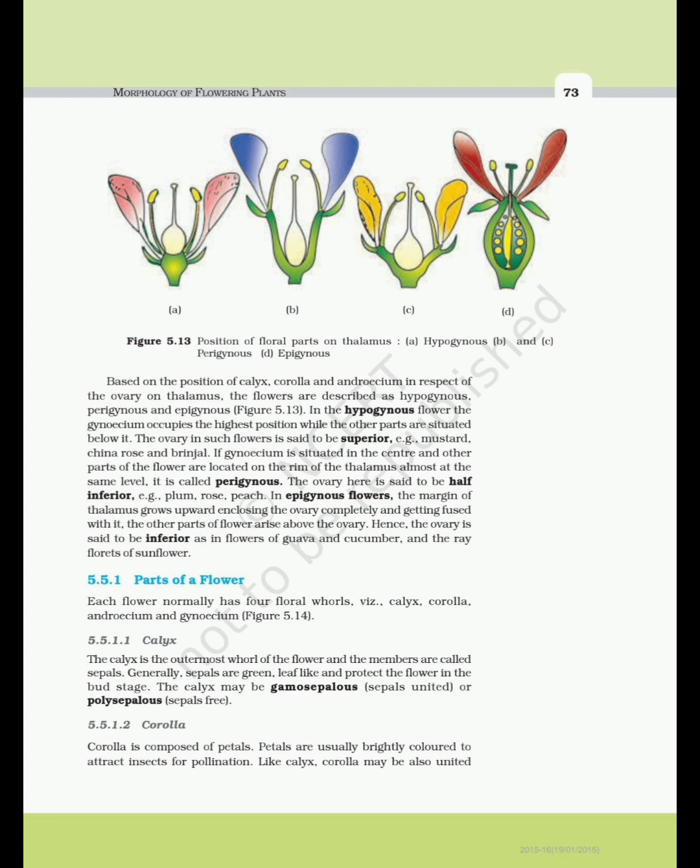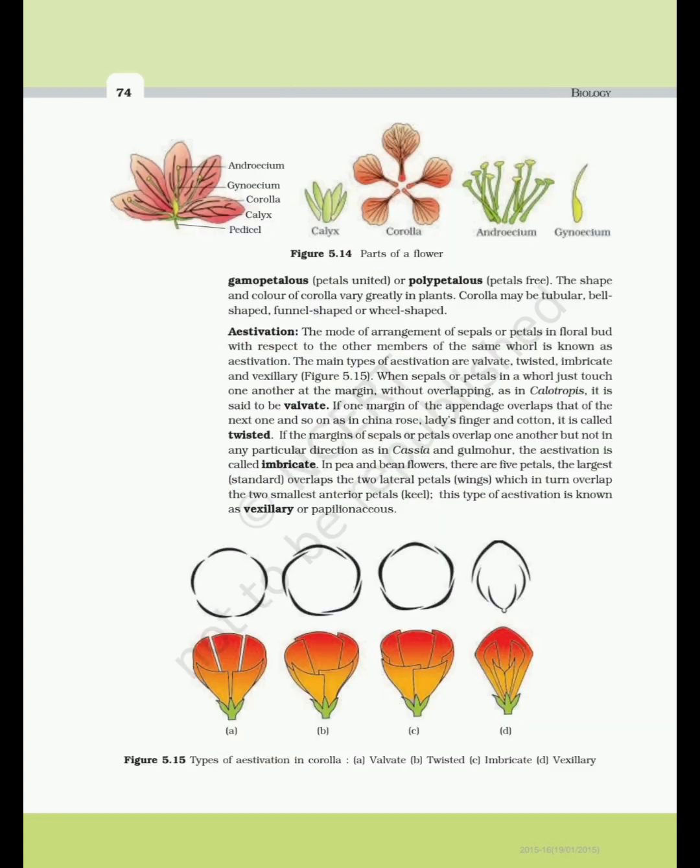5.5.1.2 Corolla. Corolla is composed of petals. Petals are usually brightly colored to attract insects for pollination. Like calyx, corolla may be also united: gamopetalous, petals united, or polypetalous, petals free. The shape and color of corolla vary greatly in plants. Corolla may be tubular, bell-shaped, funnel-shaped or wheel-shaped.